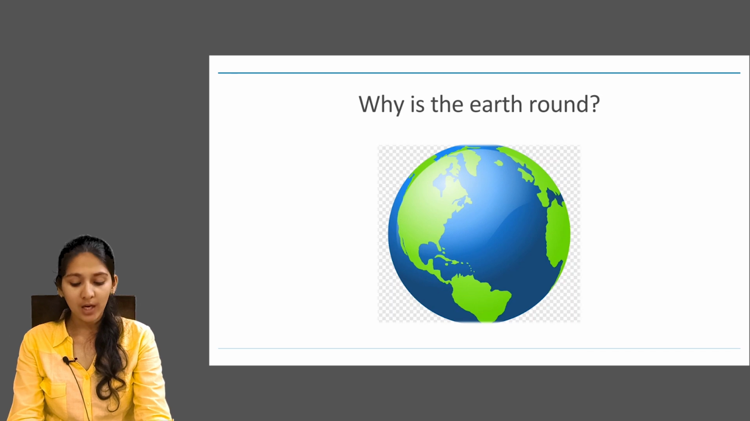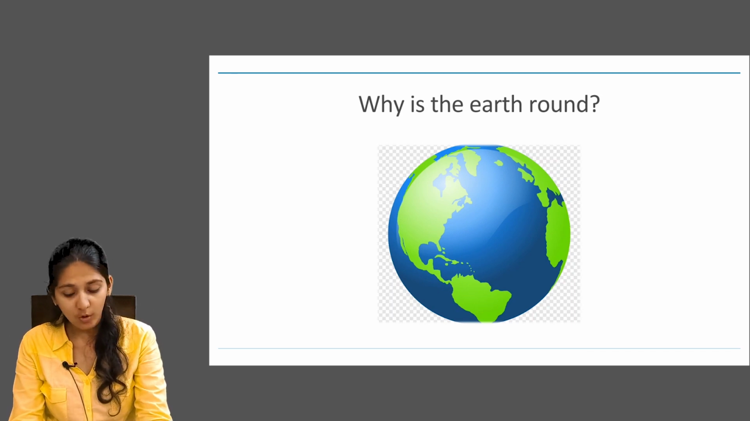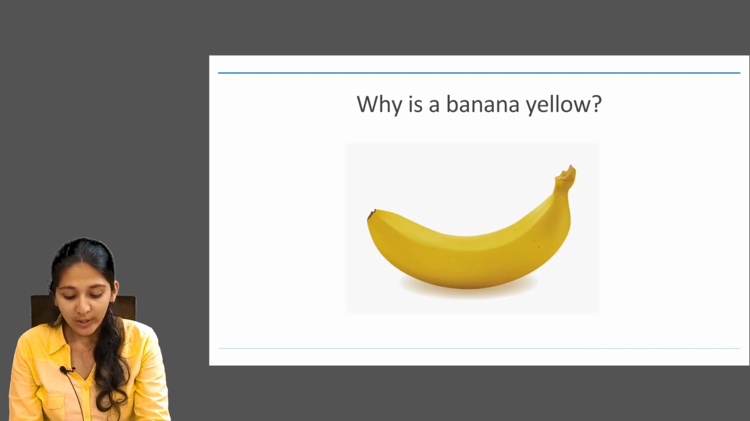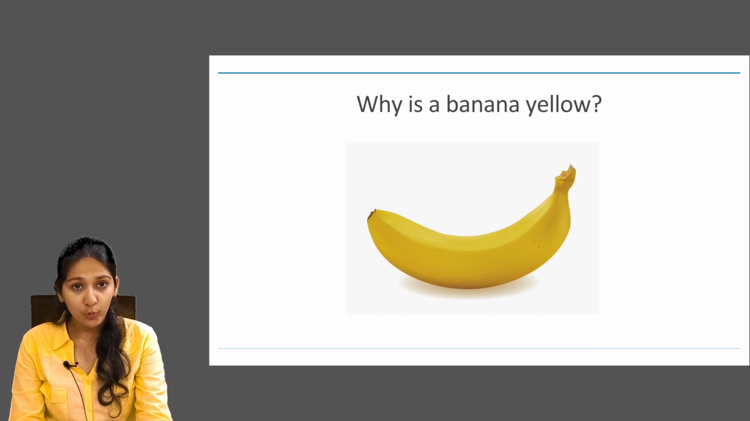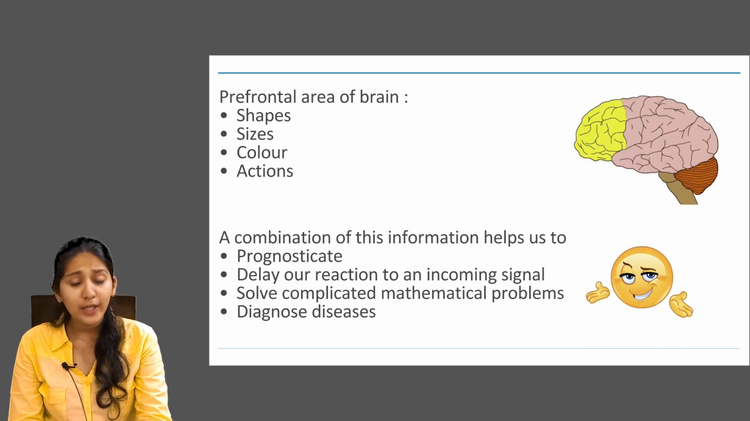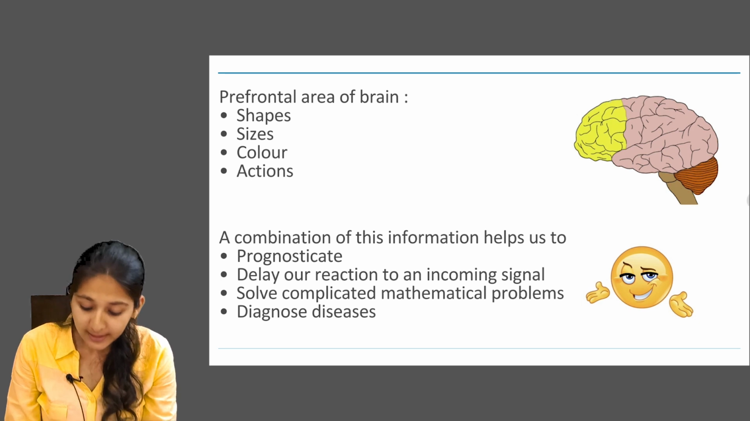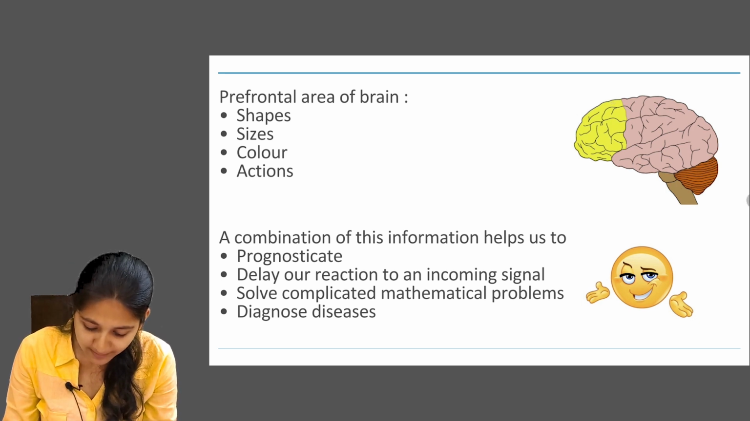Why is the earth round? We never draw it as a triangle or as a rectangle. Why do we always color a banana yellow? It implies that all this kind of information is stored in the brain, in the prefrontal area of the brain, which is marked in yellow.